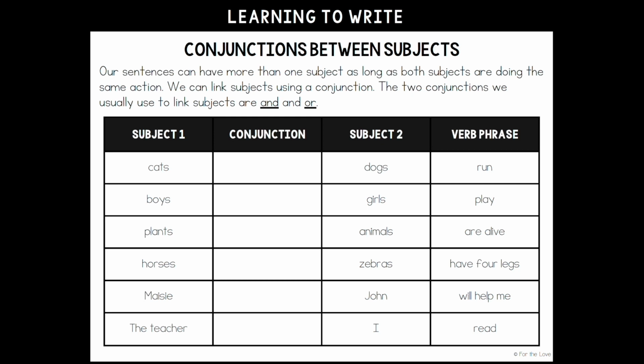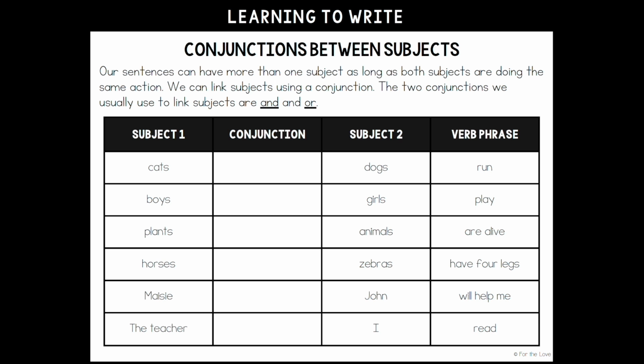First, we're going to use conjunctions between subjects. Our sentences can have more than one subject as long as both subjects are doing the same action. We can link subjects using a conjunction. The two conjunctions we usually use to link subjects are and, or.